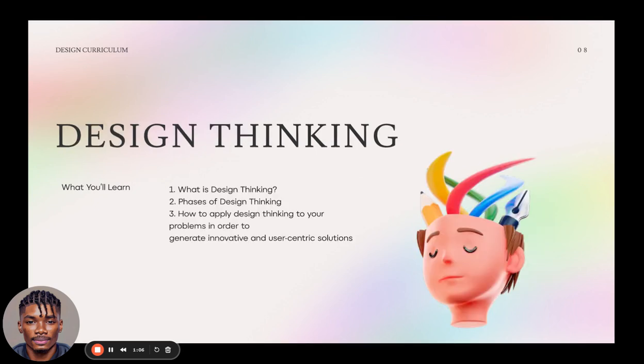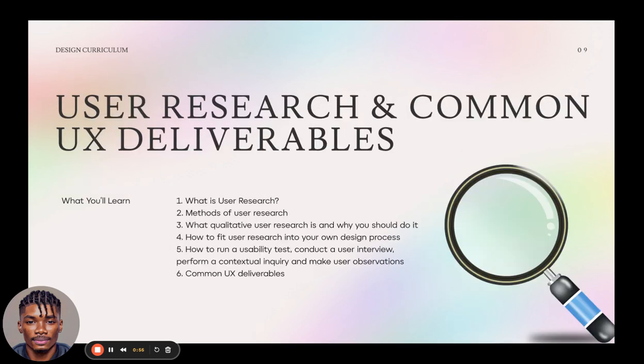Then we're going to talk about design thinking. So, what design thinking is, phases of design thinking, and how to apply design thinking to your problems in order to generate appropriate results. We're going to be talking about user research and common UX deliverables. We're going to be covering what qualitative user research is. We're going to be talking about how to run usability tests and so on and so forth.